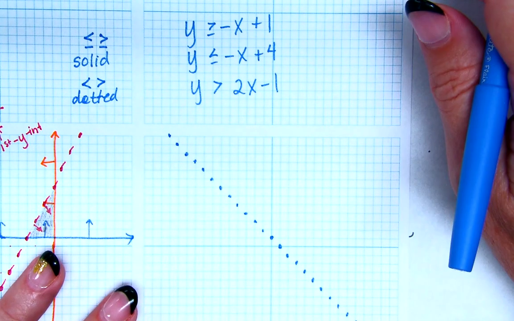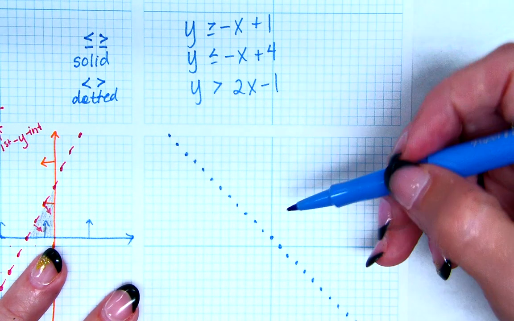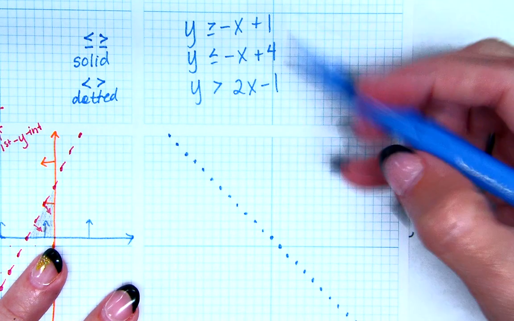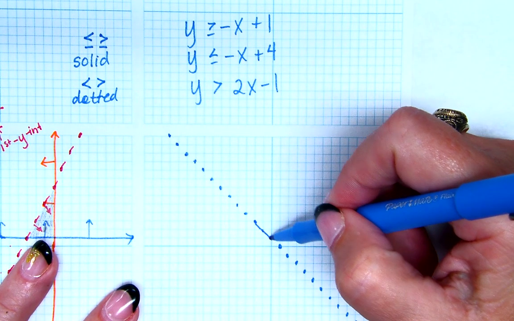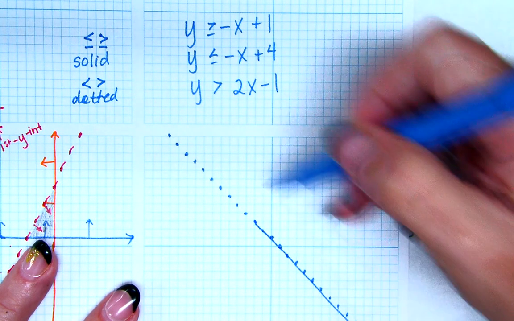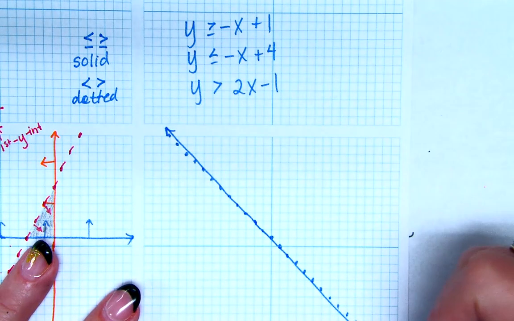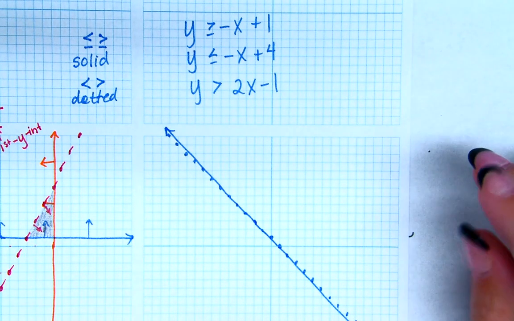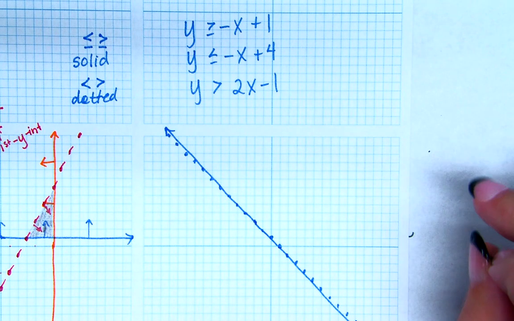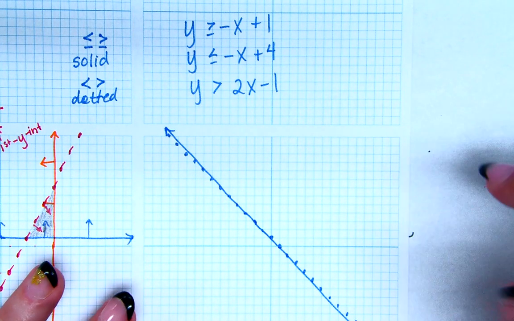Is this a solid line or a dotted line? Solid. It should be solid. Shade above. Why do you think we should shade above? Greater. Very good.